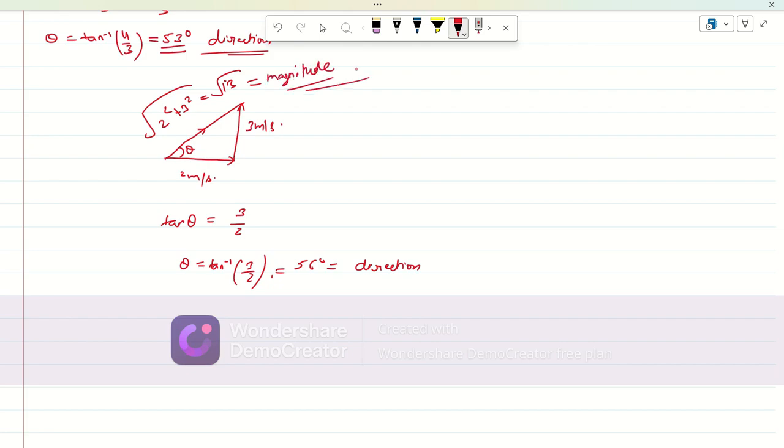So this was all about the first topic of the chapter, physical quantities and measurement techniques.